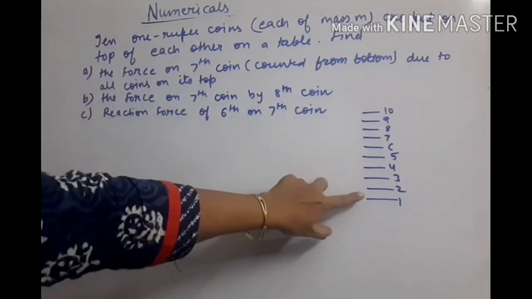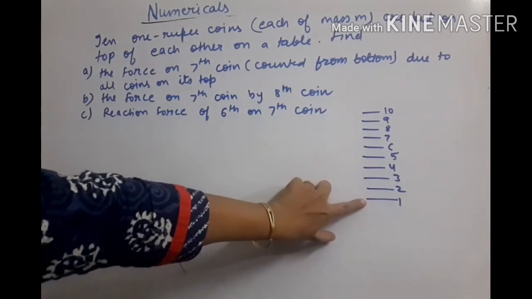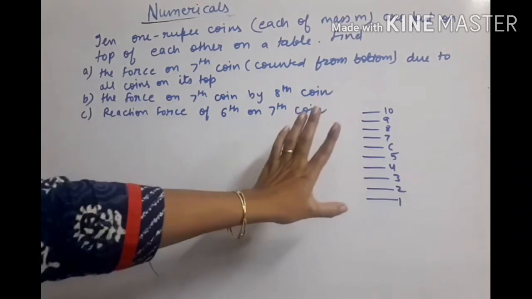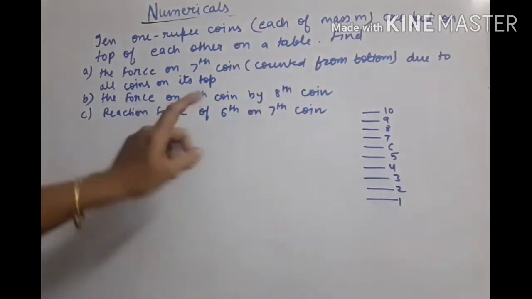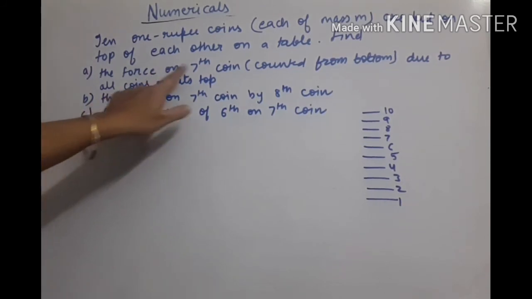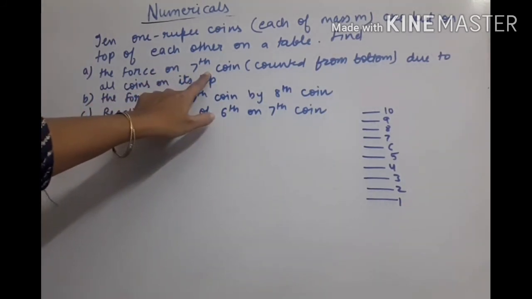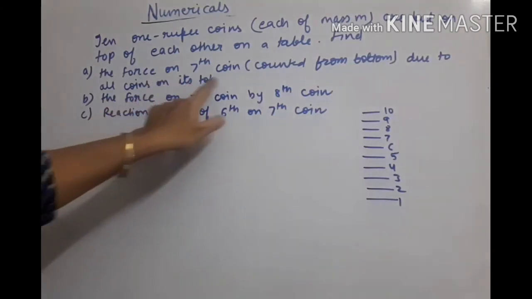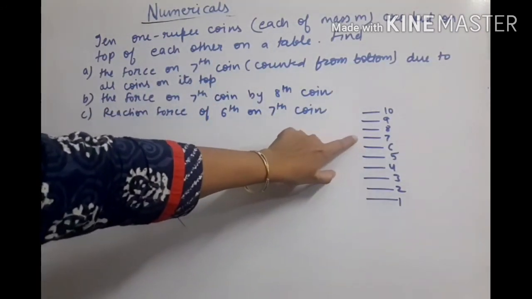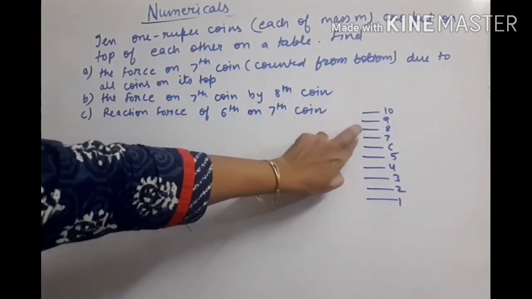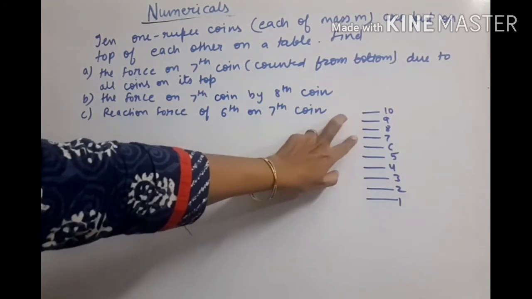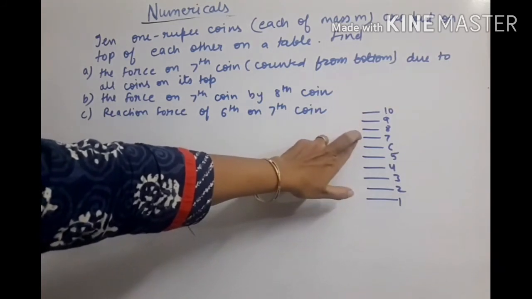Let us just make a stack of the coins. This is coin number 1, 2, 3, 4, 5, 6, 7, 8, 9, 10. These are all the coins arranged. Now what is the question? We have to find the force on the 7th coin due to all the coins on its top. On the 7th coin, how many coins are present? 8th, 9th and 10th. Three coins are present and each coin will apply force downward only.